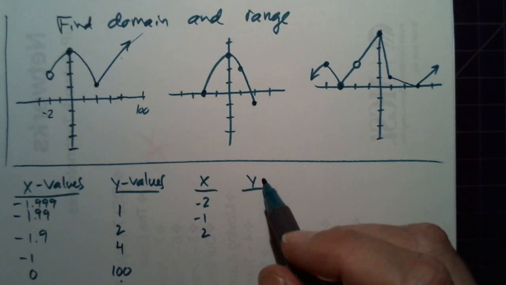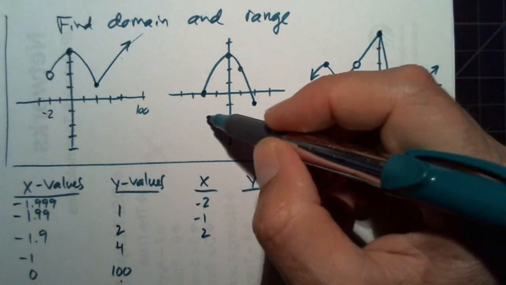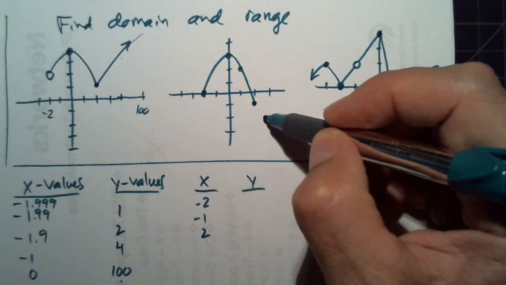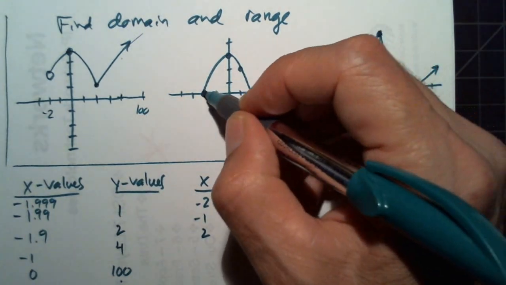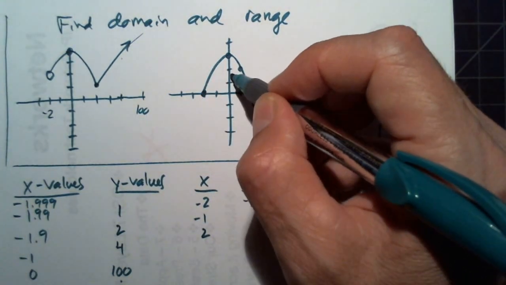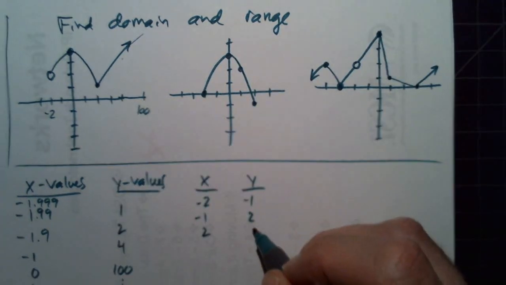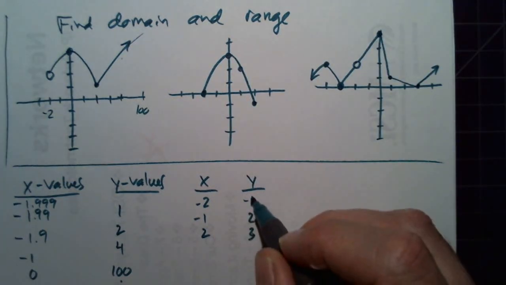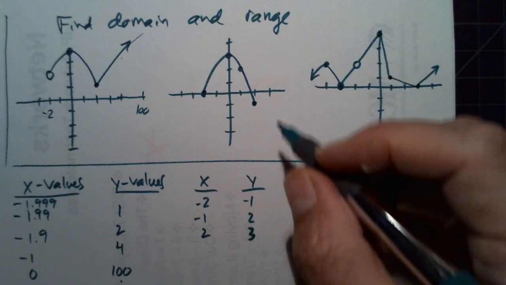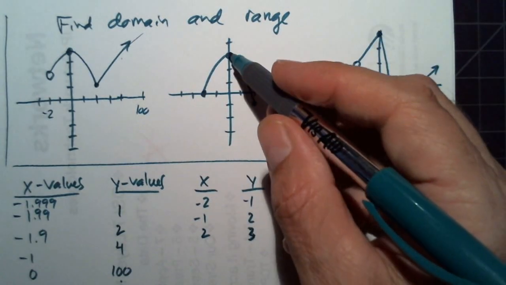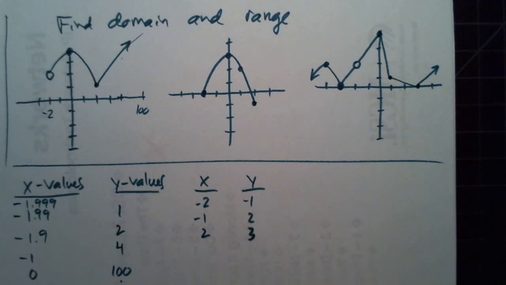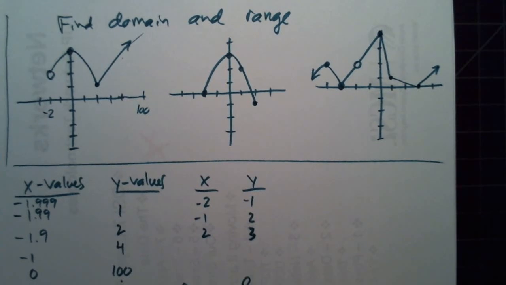Looking at the y values, -2, no, there's no point on the graph there. -1, yes. 0, yes. 1, 2, 3 is a yes. Just listing some of them. 4 is a no. So we start at -1 and we end at 3. From -1 to 3, including -1 and 3. This is the domain, and that's the range.